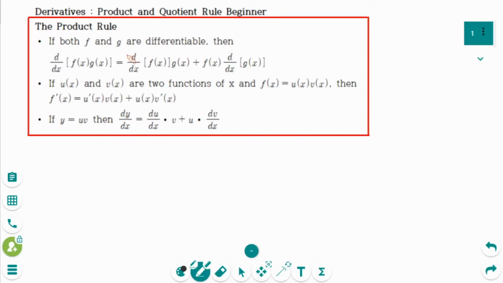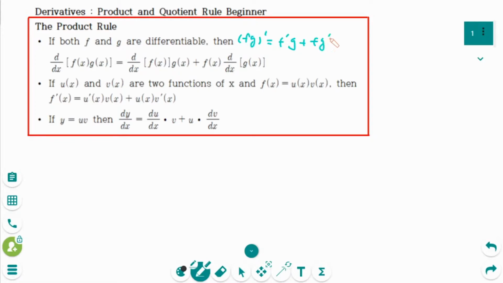This video will cover beginner questions regarding the topic of derivatives, product, and quotient rule. The product rule says that the derivative of a product of two functions is the derivative of the first function times the second function plus the first function times the derivative of the second function. We can rewrite the product rule in prime notation as (f g)' equals f' g plus f g'.